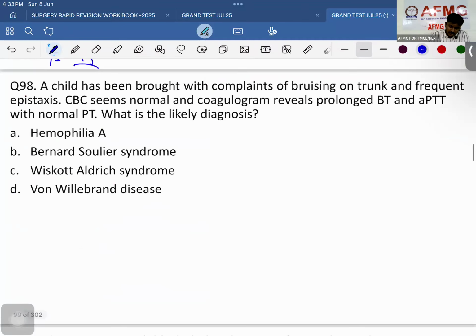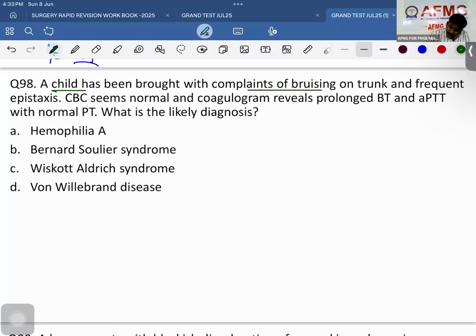Question 98, beta. A child has been brought with complaints of bruising on the trunk, beta, and frequent epistaxis as well. CBC seems normal in the patient, along with the coagulogram, which reveals a prolonged BT and APTT with a normal prothrombin time. What is the likely diagnosis of the patient?